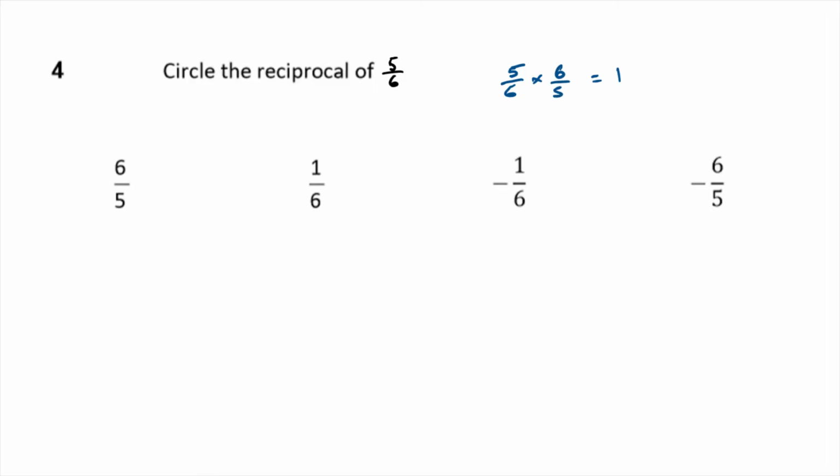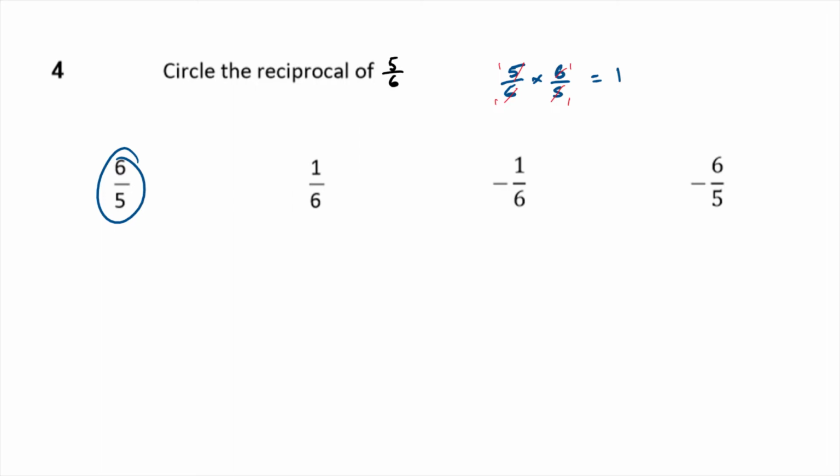So if I turn the fraction upside down, so the 6 is at the top and the 5 is at the bottom, I could then cancel that 5 with that 5, that 6 with that 6, leaving me 1, 1, 1, 1, which is 1. Okay, so the reciprocal of 5 over 6 is 6 over 5.